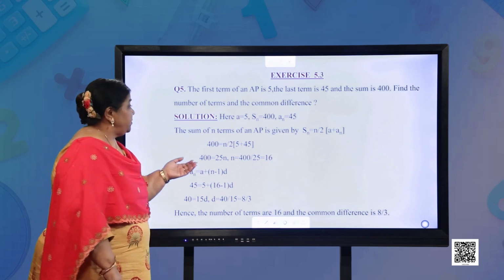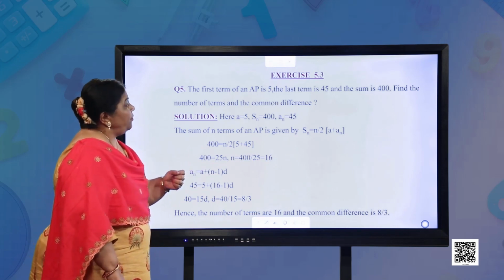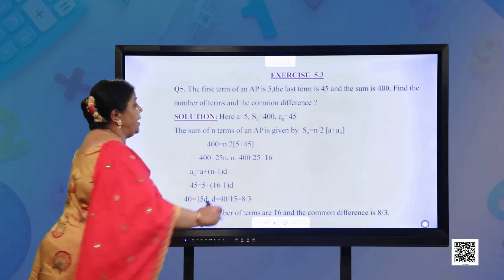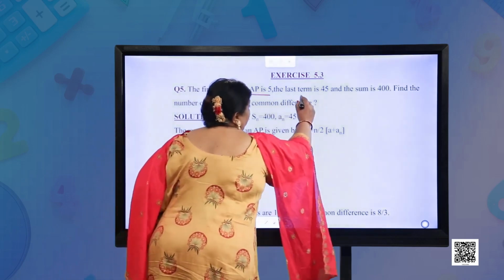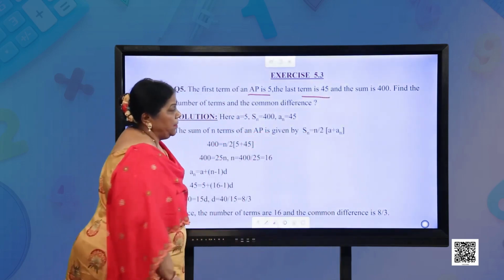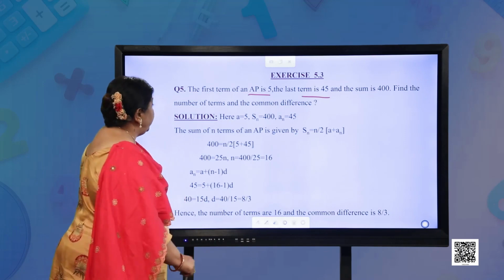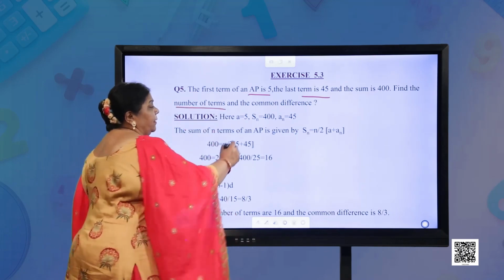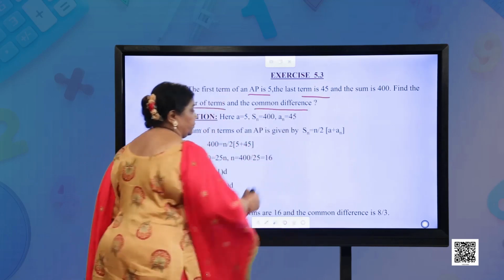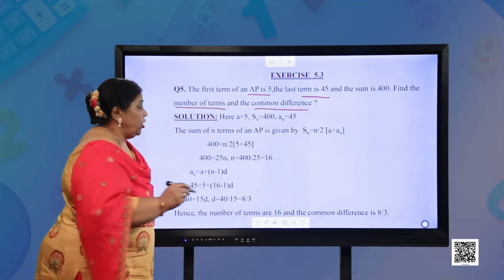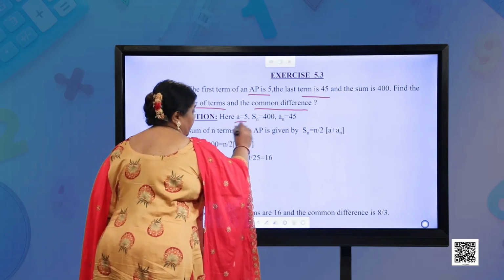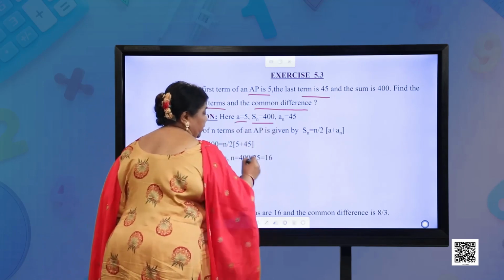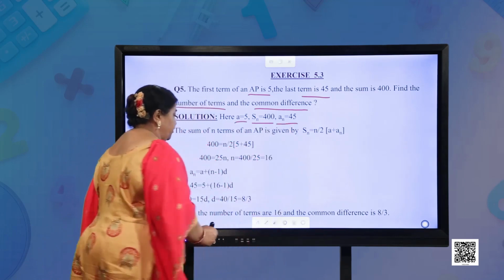Here question number 5 says the first term of an AP is 5 and the last term is 45 and the sum is 400. Find the number of terms. I need to find n and the common difference. Okay. So, let us note down what all is given. A is equal to 5, Sn is 400 and An is 45.